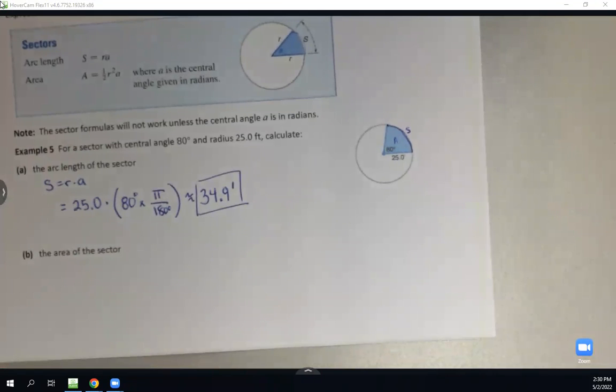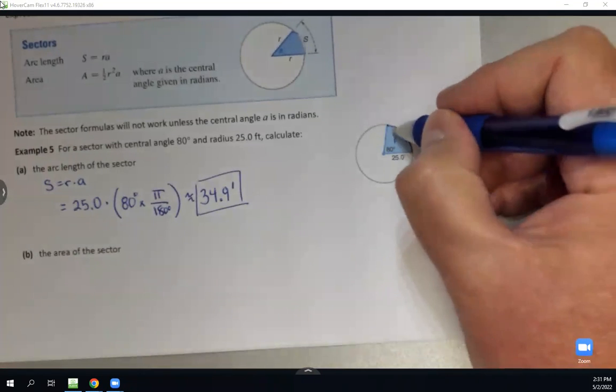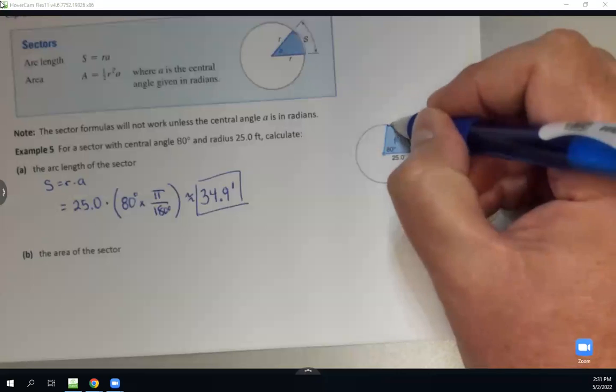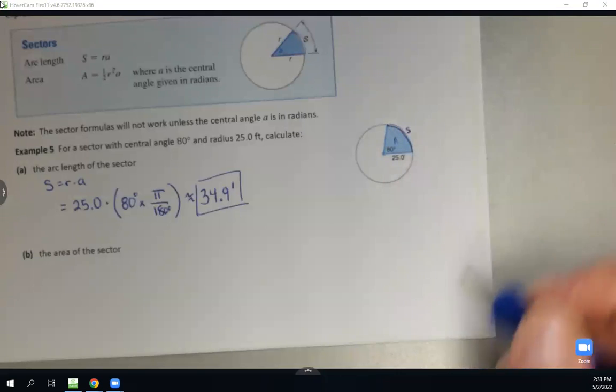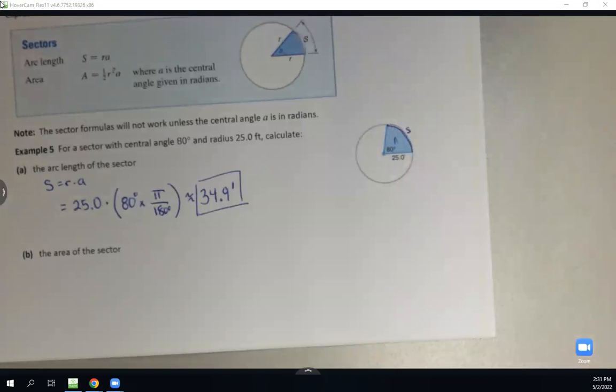Does that make good sense to you? Okay. So again, that would be the length of that arc right there. Okay, so just under 35 feet.